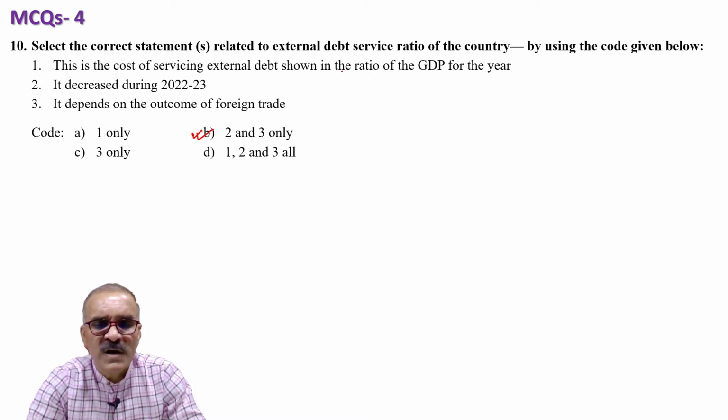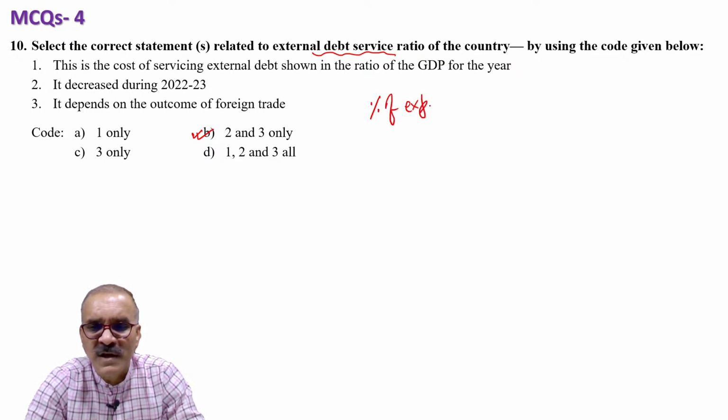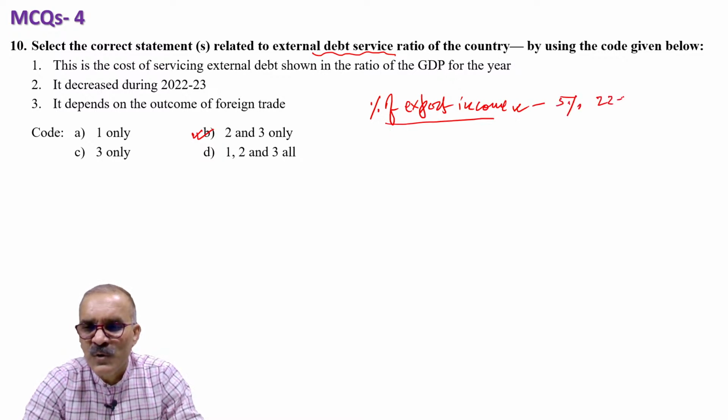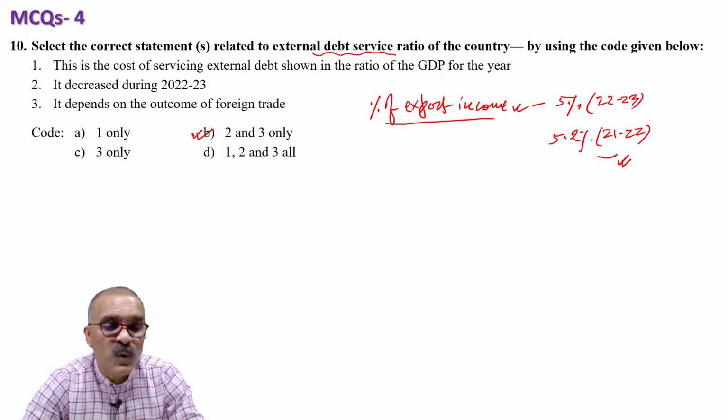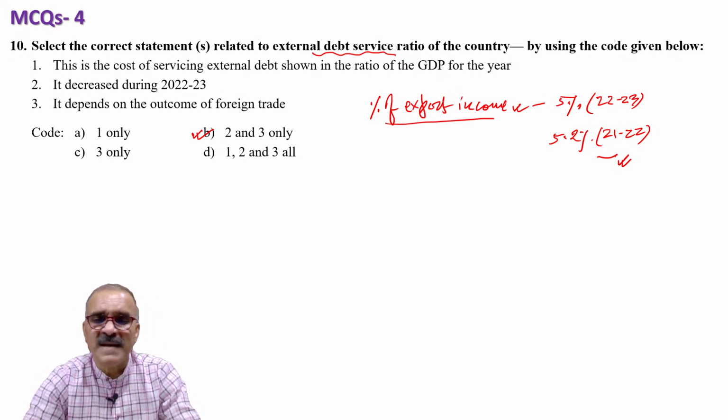I knew you got confused about what the external debt service ratio is. External debt service ratio is the percentage of export income a country uses to service its external debt. That was 5% for 22-23, which was 5.2% for 21-22 as per the latest economic survey. It means it is quite a confusing concept. External debt service ratio has nothing to do with GDP.